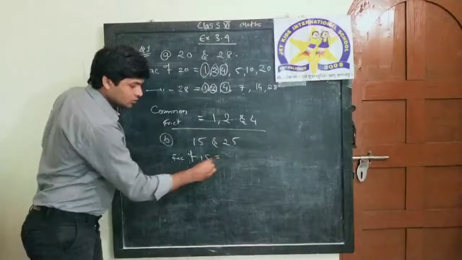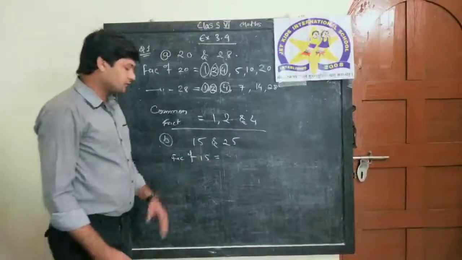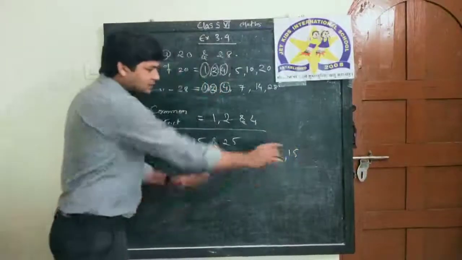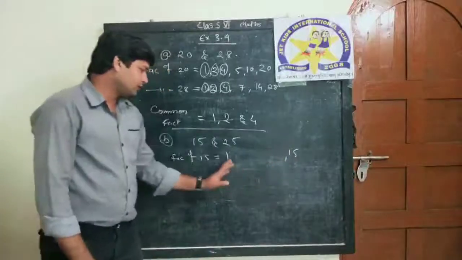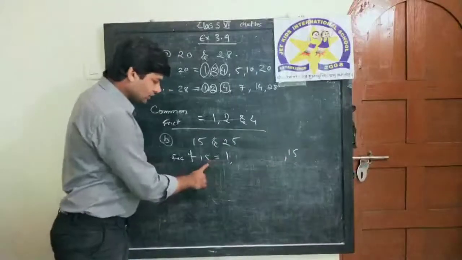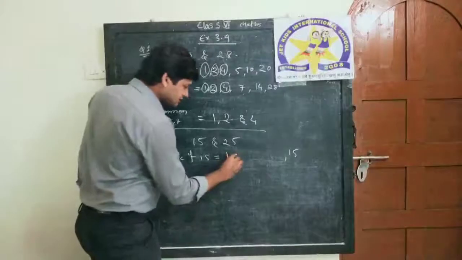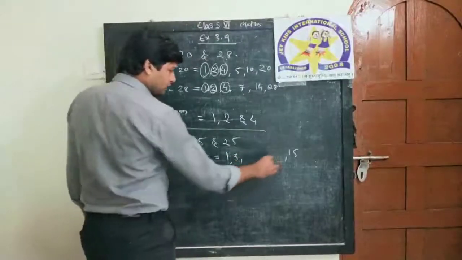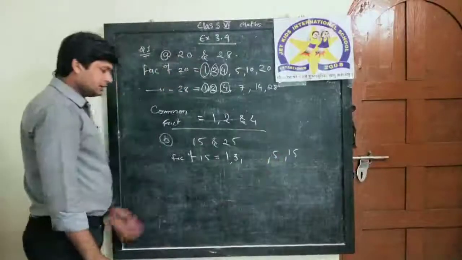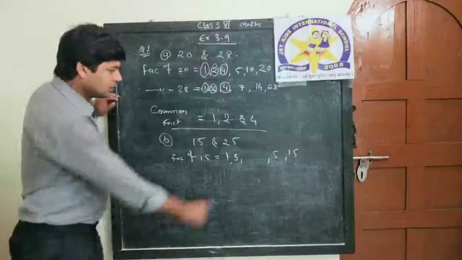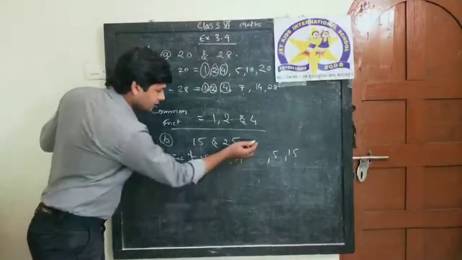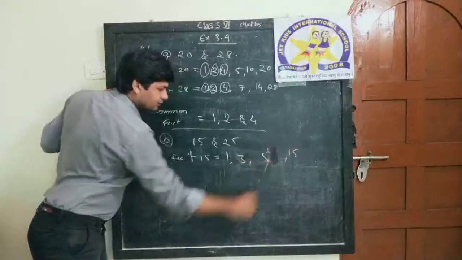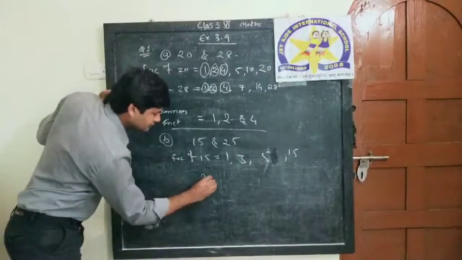You have to write it in full. Factors of 15: 1 multiplied by 15. Now the whole factors will lie between these, 1 and the number itself. It is not divisible by 2. It is divisible by 3. Yes, 3 multiplied by 5. Then no other number. Clear? 1, 3, 5, 15.